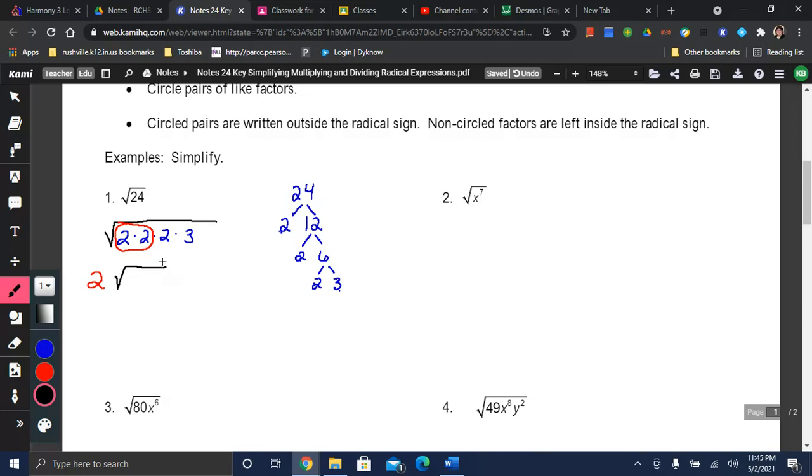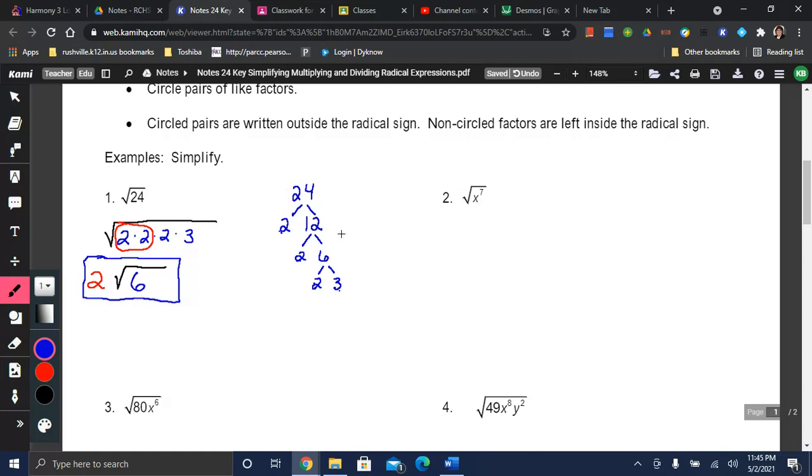Then I'm going to rewrite my radical expression and leave inside the radical, multiplied together, anything that was not a pair and not circled. So 2 times 3 gives me 6. And this is what we call the simplified expression for the square root of 24: 2 times the square root of 6.